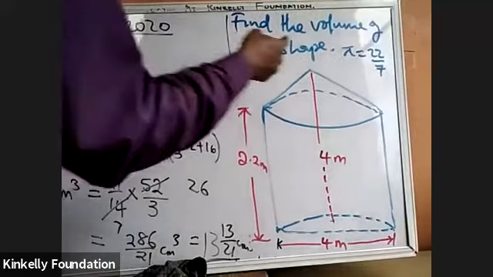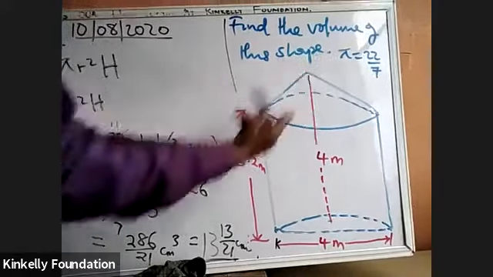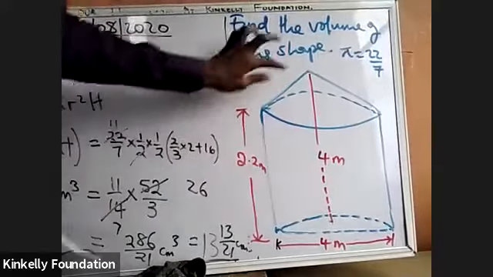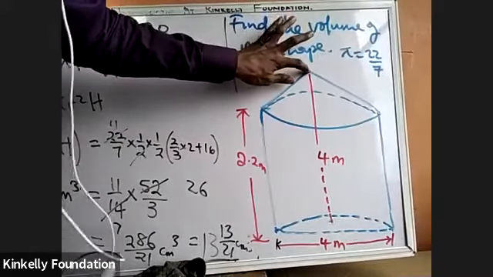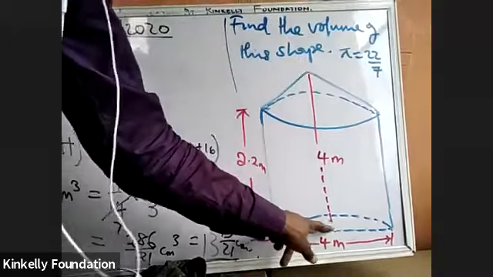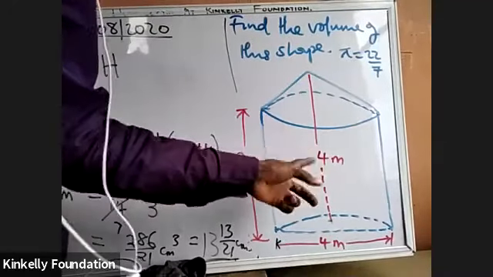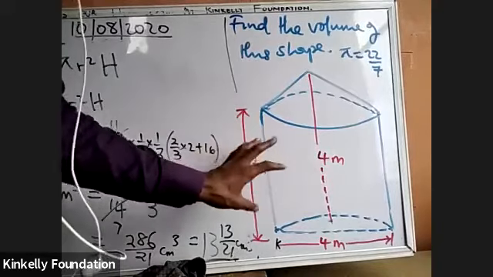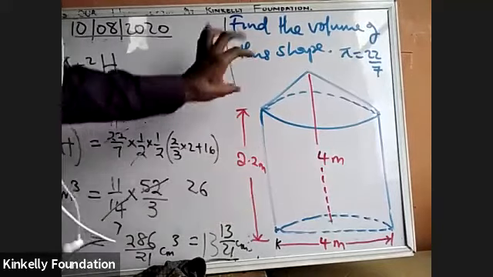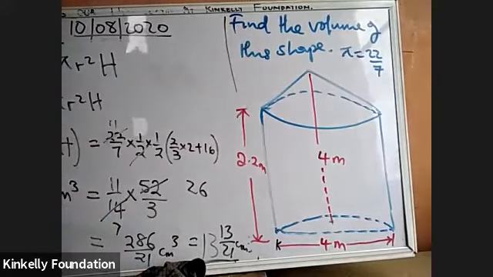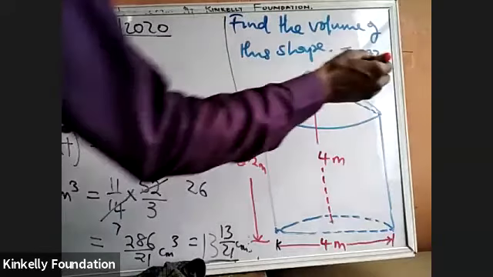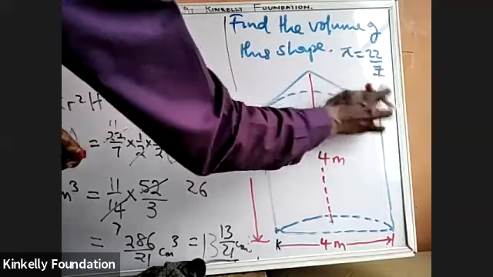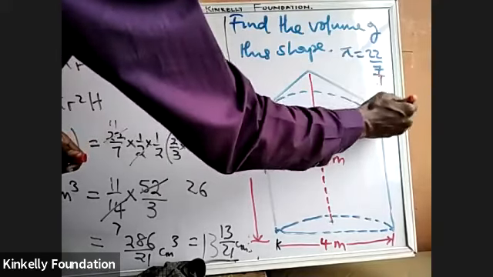Find the volume of this shape, take pi as 22/7. Now remember, in this case, from the tip of this cone down to the bottom, the height of it is 4 meters. But the height of the cylinder itself is what? 2.2 meters. So you're also required to get the height of this. Get it by what? Subtracting. You know what to do?